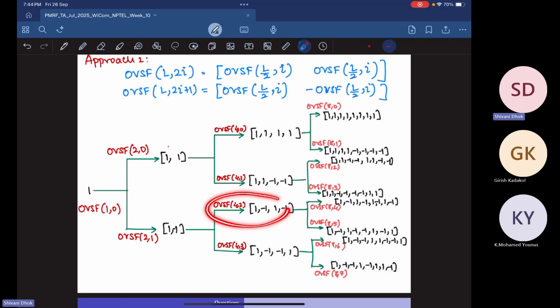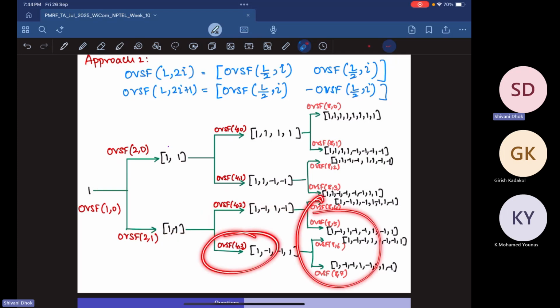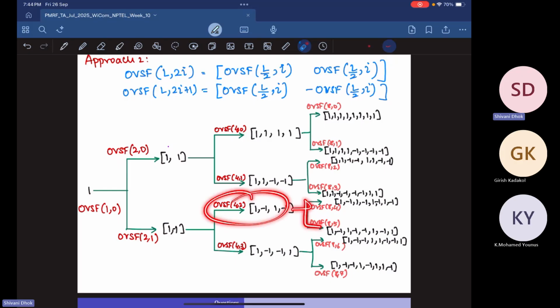So for this particular code, what are the predecessors? The predecessors are this one and this. And these are not. And for this particular code, these two are the successors. Any questions till this point?